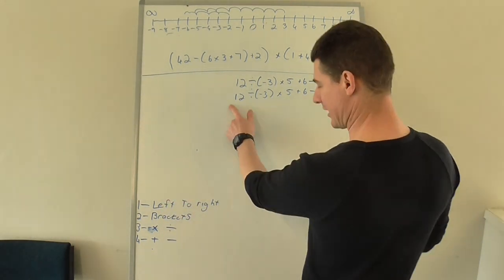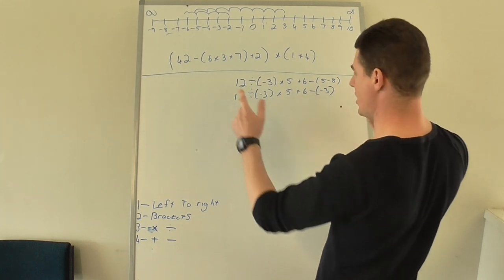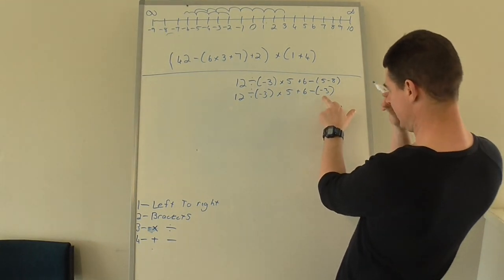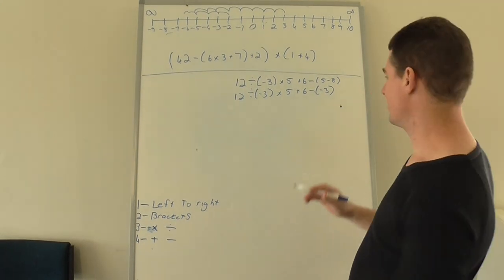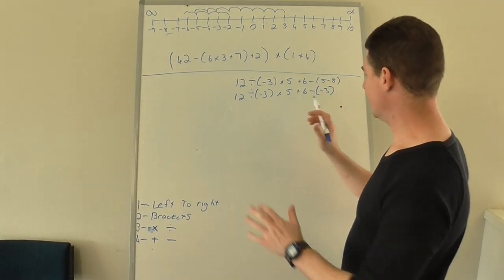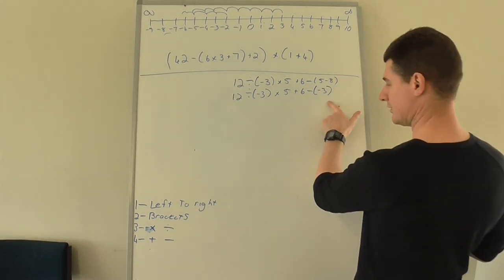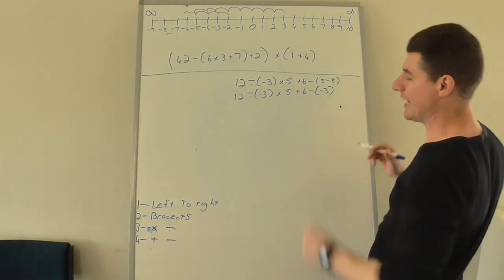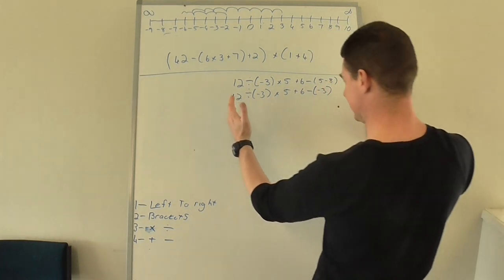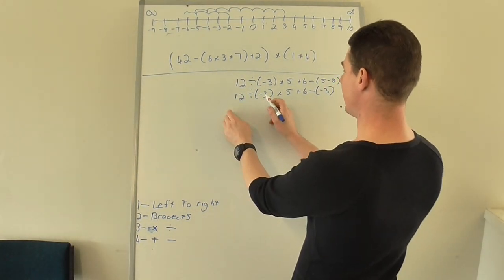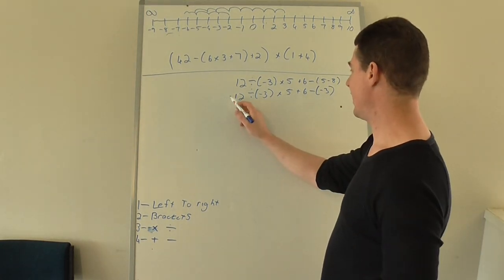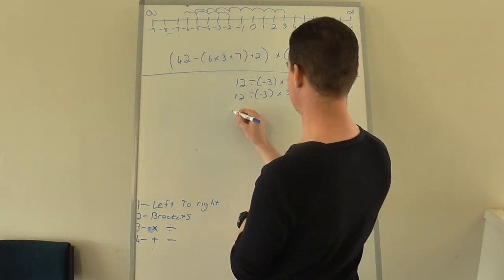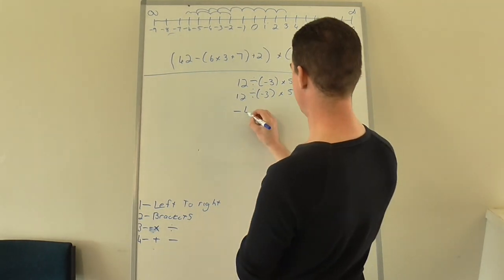Now, left to right, here we go again. Brackets, are there any more brackets? No, there are no brackets. The reason why we write the minus 3s like that is simply so that they don't get confused with the division sign. All right, first of all, left to right. Are there multiplication and divisions? Yes. So how do you do it? You work left to right. So 12 divided by minus 3, remember what we said, the moment you have a positive divided by a negative number, it is a negative. 12 divided by 3 is 4.